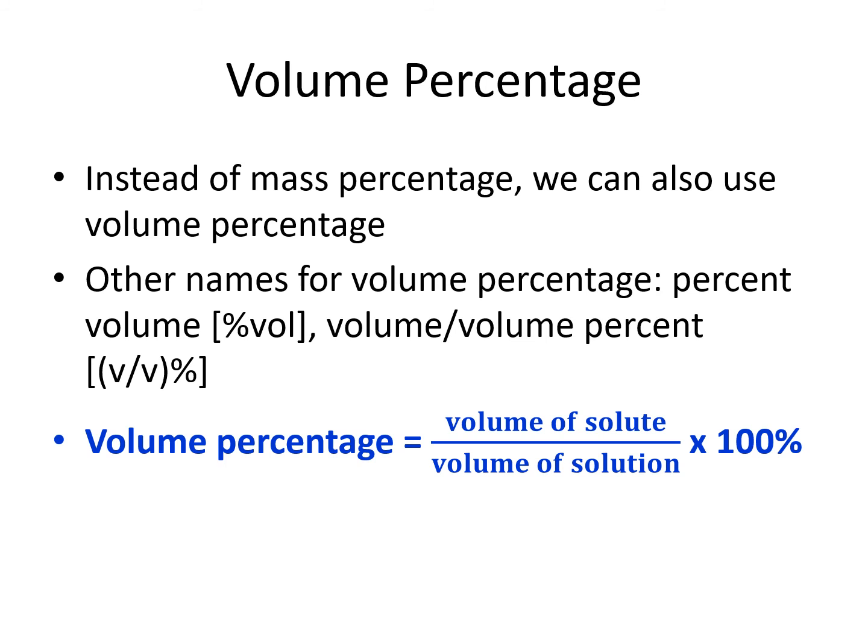So for example, the V over V is telling us we have V on the top in our numerator and V on the bottom in our denominator. So both of our units are volumes. So our volume percentage is equal to volume of the solute, that is our part, our component, divided by volume of the solution, that is the whole. And again, multiplying by 100 to change from a decimal to a percentage.